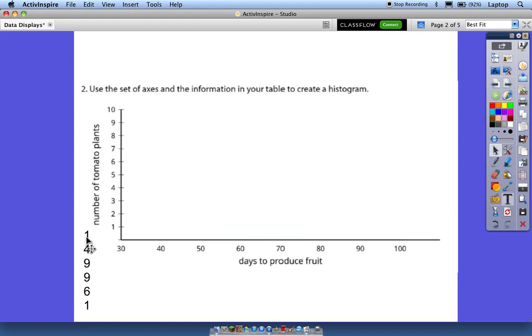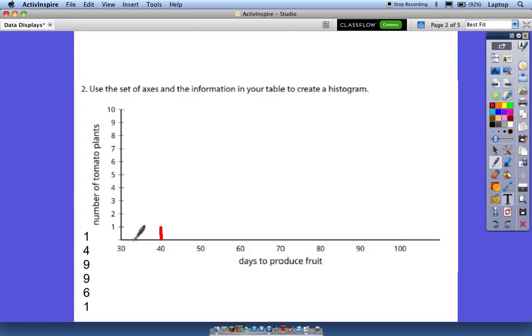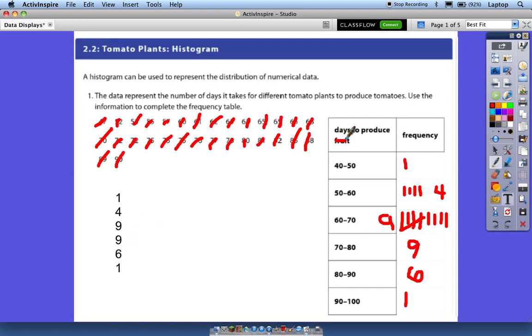Now these numbers correspond to the heights of bars on the histogram. A histogram is a bar chart where the bars touch. The first interval on the histogram says from 30 to 40. But if I look back and look carefully at the paper, there were no numbers from 30 to 40. So this bar gets 0. If it would be helpful to you to write 30 to 40 at the top to understand that there were no tomatoes, that'd be fine.